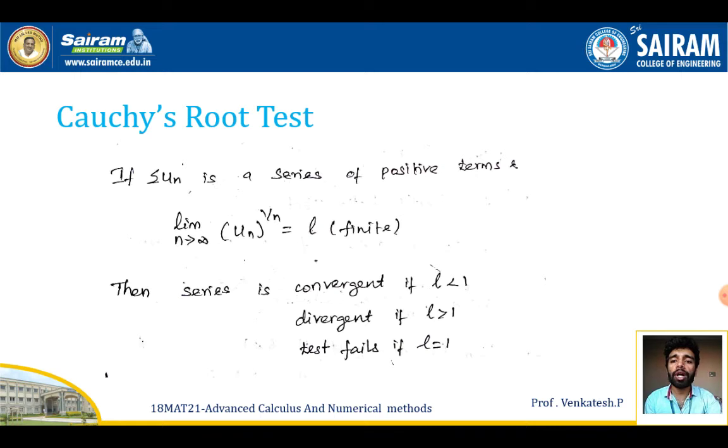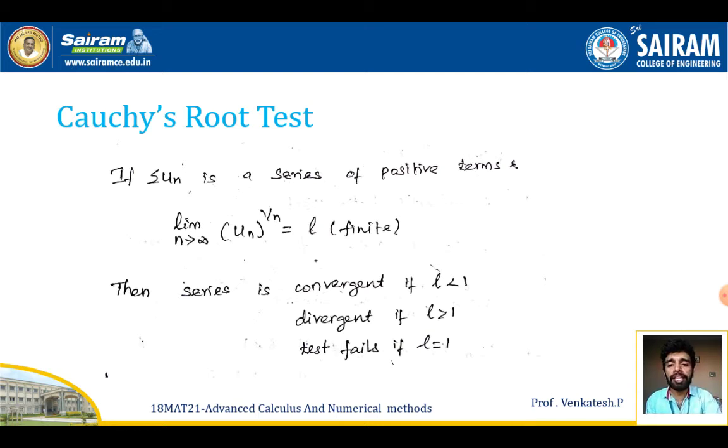First we will see how to apply Cauchy's root test. If summation un is a series of positive terms, I'm taking one series here and that series has only positive terms. Now applying the limit as n tends to infinity to the nth term of the series, un, with whole power 1 by n, this should be finite. Applying the limit as n tends to infinity for the general term of the series un with whole power 1 by n should be equal to L.